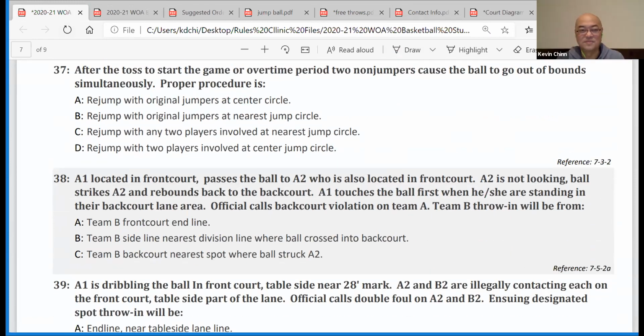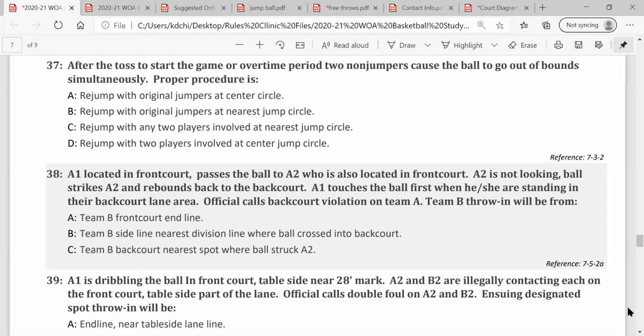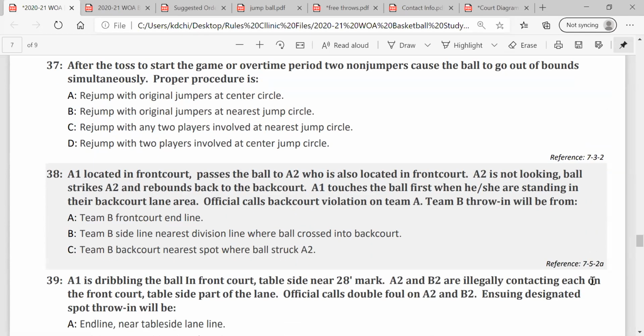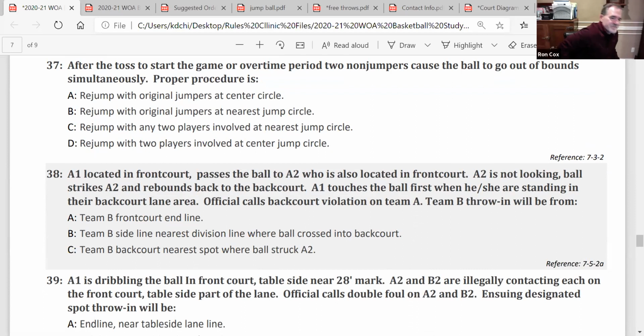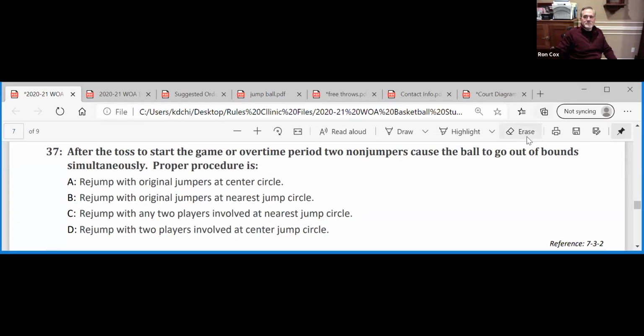37. After the toss to start the game or overtime period, two non-jumpers cause the ball to go out of bounds simultaneously. Proper procedure is D, re-jump with two players involved at the center jump circle. Do we agree? Yep, that's pretty simple. The answer is D.